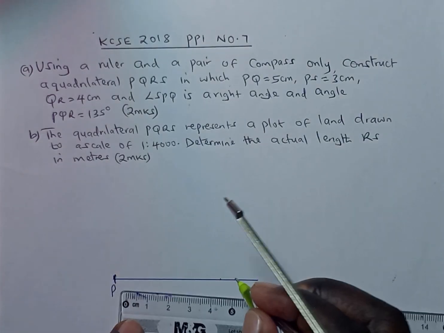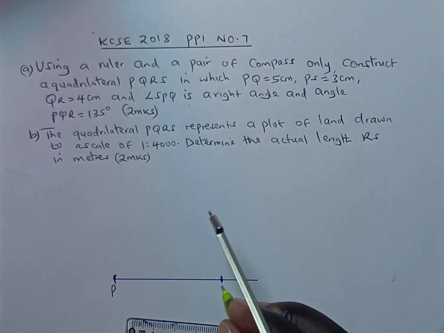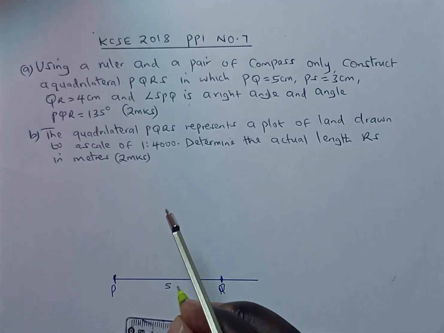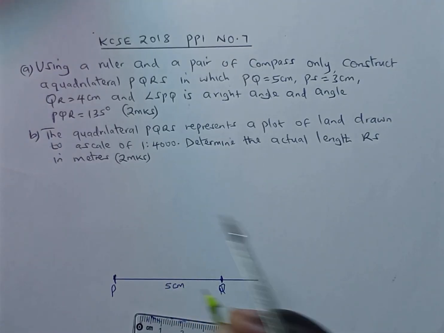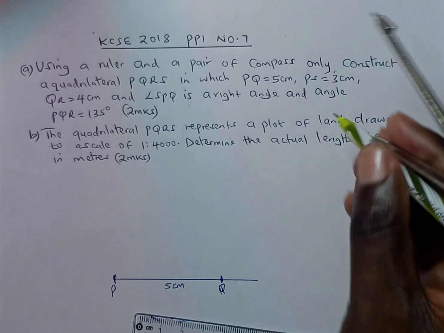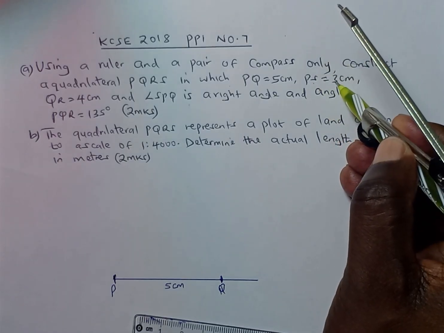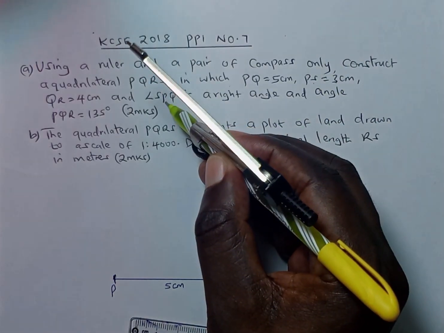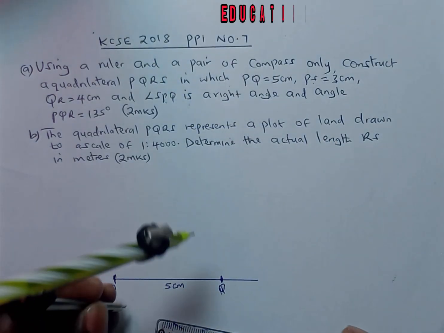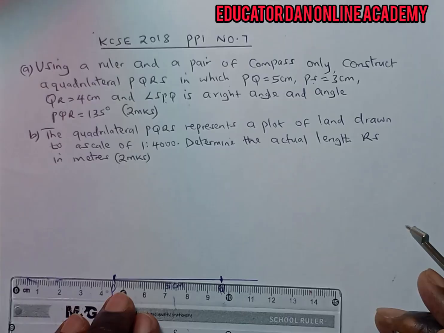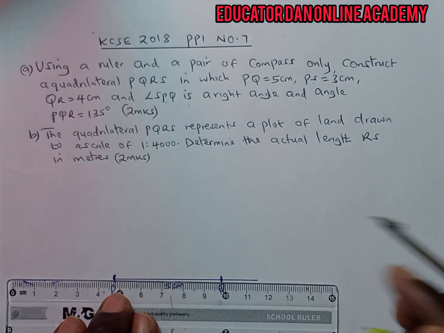5 centimeters is at this point here. This is where I'm going to place my Q and call it 5 cm. Once we have done that, we have been told that PS is 3 centimeters, and at point P we have a right angle. So we are going to be forced to draw a right angle at this point here.